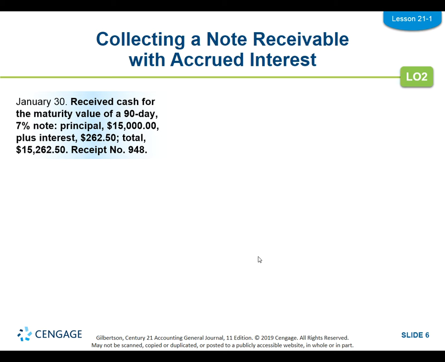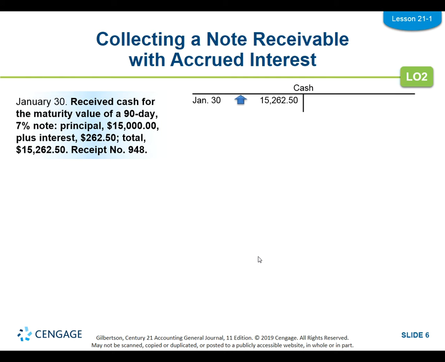Here is a notes receivable that you've allowed a customer to have. January 30th, you received cash for the maturity value of a 90-day 7% note. The principal is $15,000 plus interest of $262.50. The total amount you're going to receive is $15,262.50. To calculate, and I've already got it calculated here, you take the 15,000 times 0.07 times 90 days, divided by 360, and that will get you to $262.50 as the actual interest.